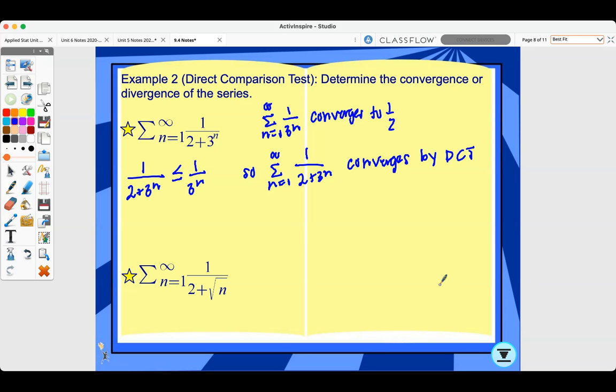So we have 1 over 2 plus the square root of n. What we would look at here is 1 over the square root of n. But what I definitely know is 1 over n. I know it's a divergent p-series, and we know that that is smaller than what we have here. So I'm going to compare 1 over 2 plus the square root of n, and we know that's greater than or equal to 1 over n, because I know 1 over n is a divergent p-series.